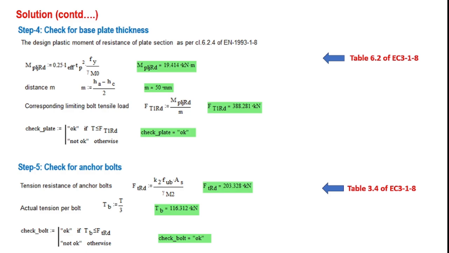This means we computed all the checks, namely we have written down the equations of equilibrium, computed total C and total T, we computed the concrete resistance against bearing and compared it with C, we computed the total tension with respect to both the plastic moment of resistance of the base plate and also from the consideration of the anchor bolts, and we found that both the base plate and the anchor bolts are sufficient to cater for the total tension T.